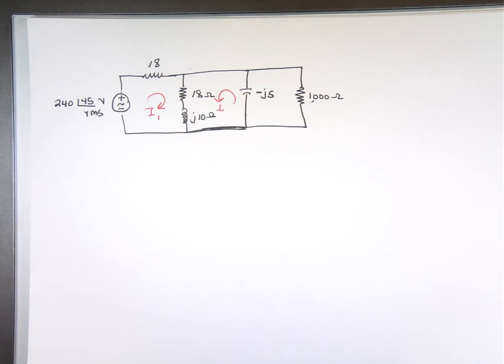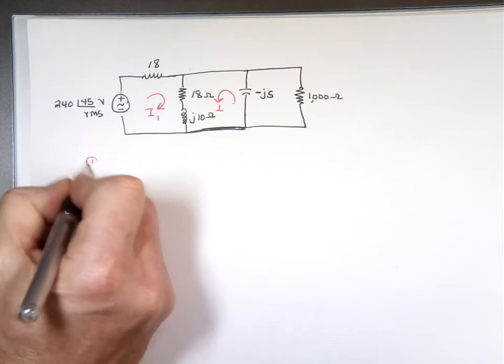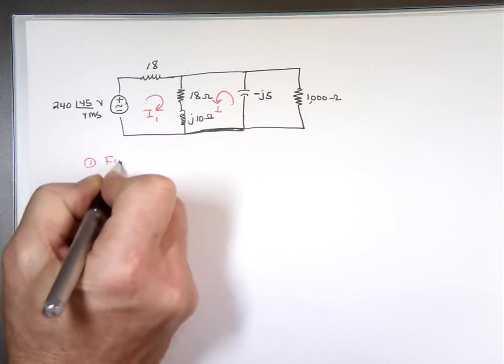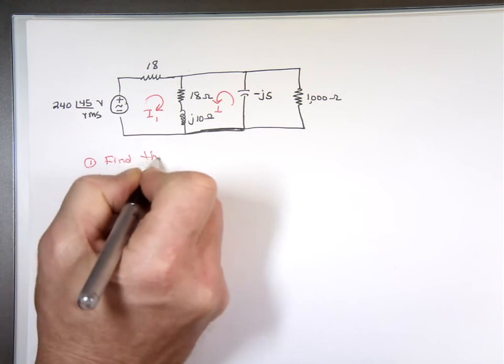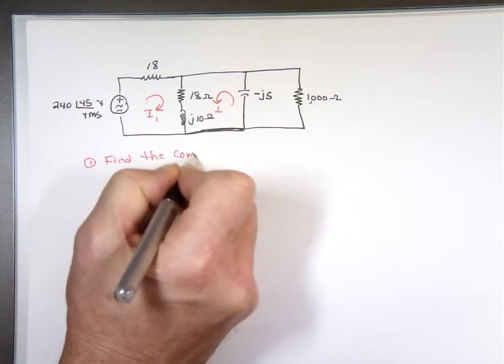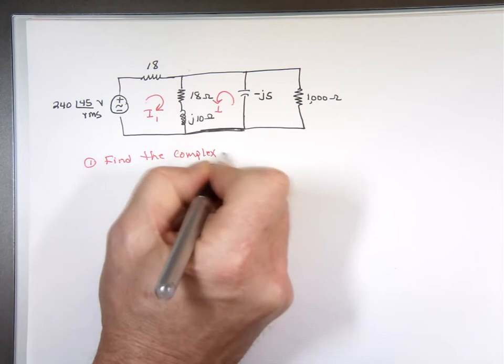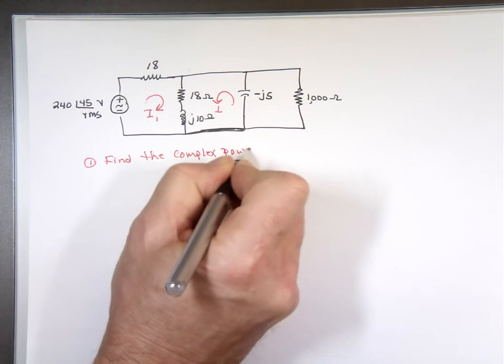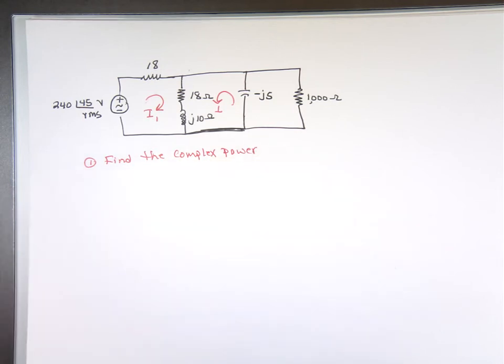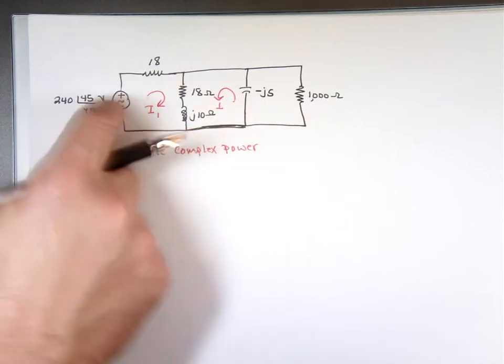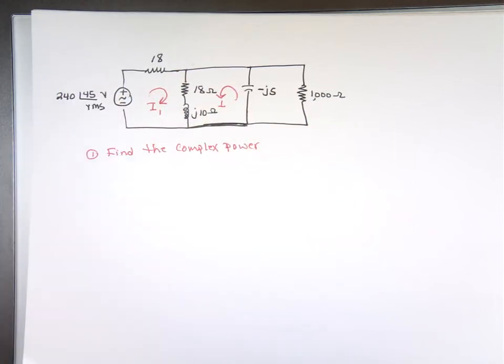Again, the question here is what? Find the complex power absorbed by each passive component. So question number 1, find the complex power absorbed by each of these elements. This will be supplying the power, obviously.